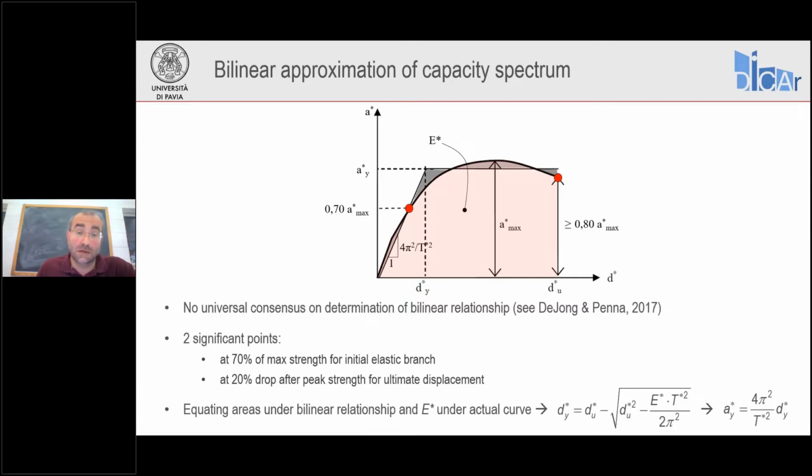Now, to find the yield plateau of the bilinear relationship, to find A star Y or D star Y, we just impose equivalence of the areas below the curved capacity spectrum and below the bilinear relationship. So if we call E star the red shaded area below the curve, then the expression that I'm providing here at the bottom of the slide will allow us to determine D star Y and then A star Y.